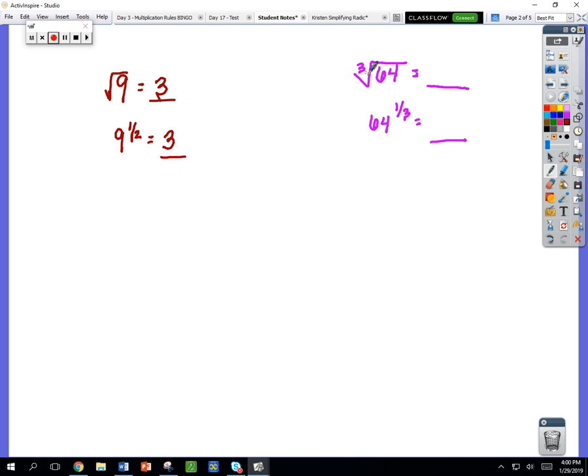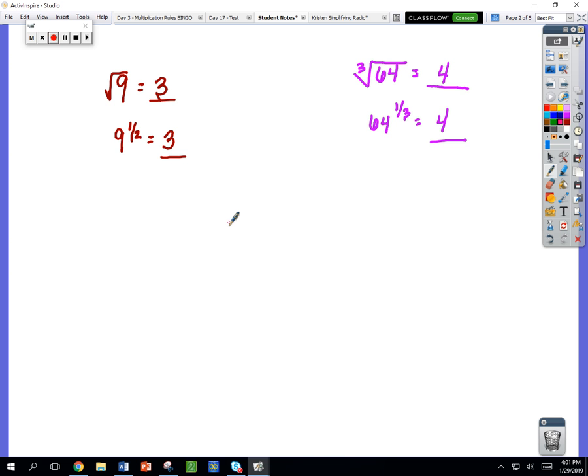Now I want you to take your calculator and underneath math, find the cubed root and take the cubed root of 64. And that should give you 4. Same thing, take 64 to the 1/3 power. And that also gives you 4.